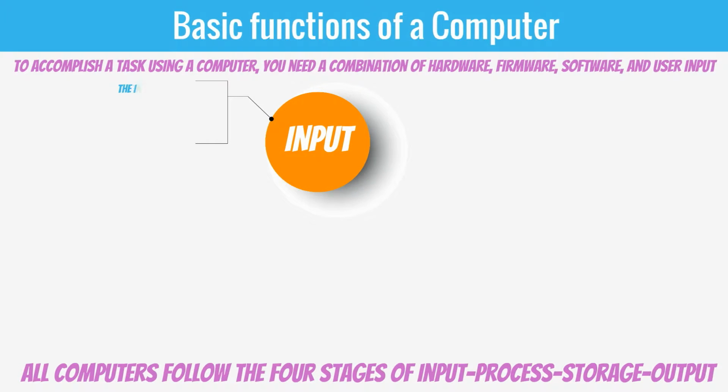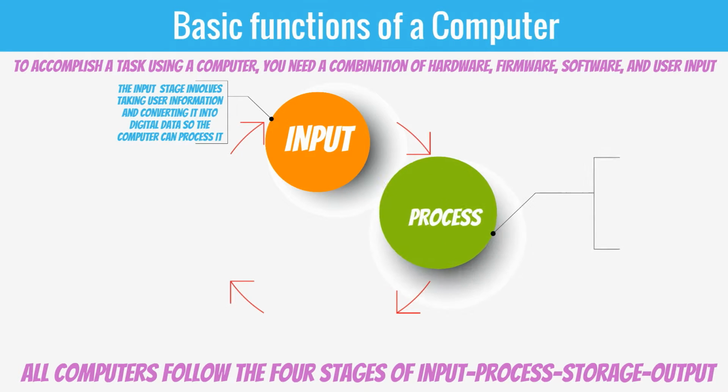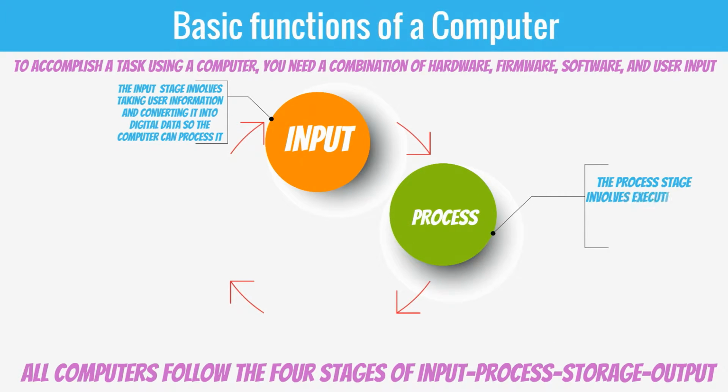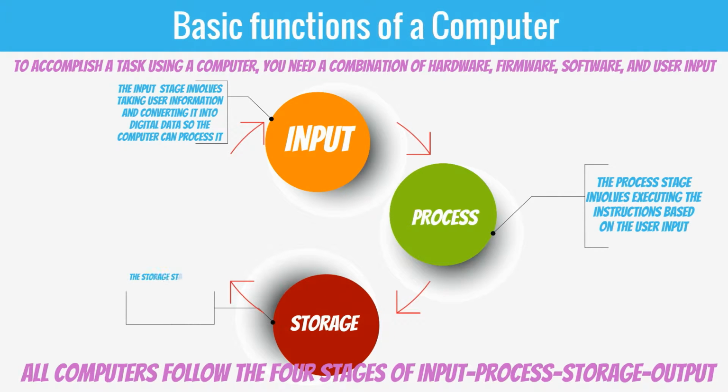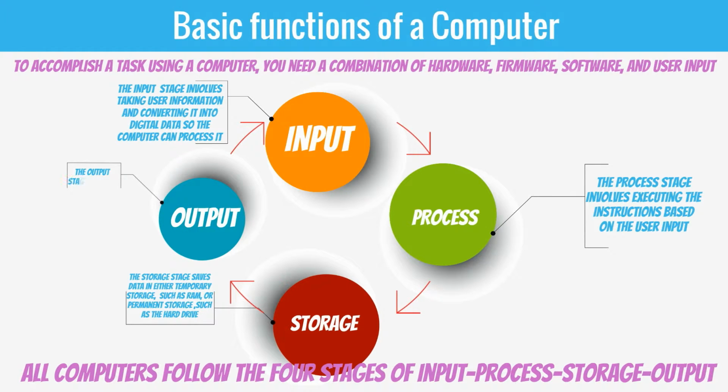The input stage involves taking user information and converting it into digital data so the computer can process it. The process stage involves executing the instructions based on the user input. The storage stage saves data in either temporary storage, such as RAM, or permanent storage, such as the hard drive. The output stage involves rendering results of the task, either as graphics on a monitor or sound from a speaker. It may also involve operating other devices like the printer.